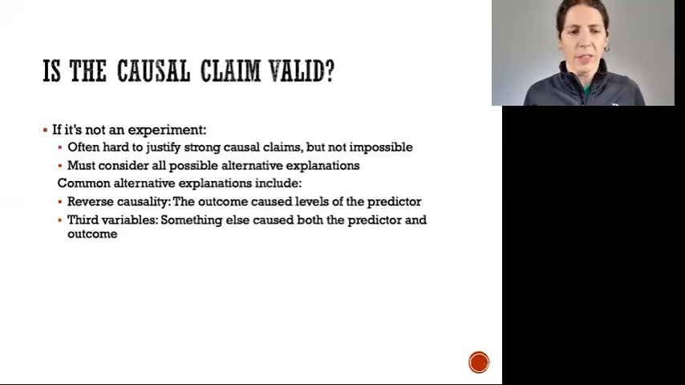Another possible alternative explanation is that there's a third variable, that something else is causing changes in both the predictor and the outcome variable. So in my example, maybe how much free time people have could be a third variable that causes both. The more free time you have, that might cause you to have sex more, and it might also cause you to be happier because you have more free time. So that's a really important thing to consider, and there's a whole universe of possible third variables in many cases.